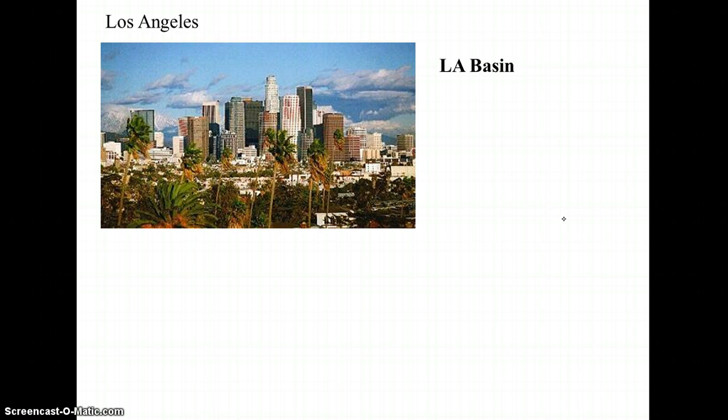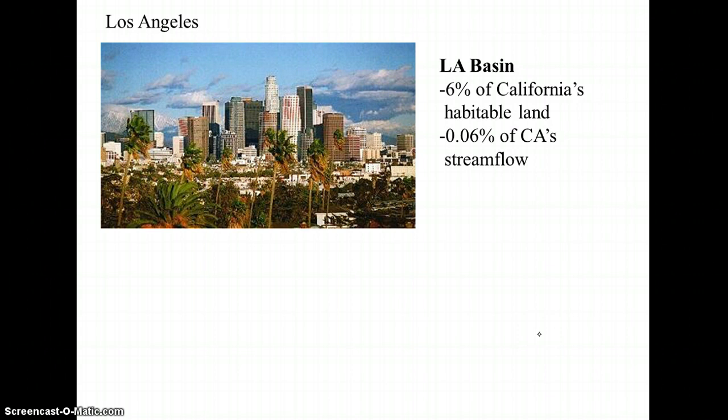All right, let's look further west in Los Angeles. So LA is in this basin or area surrounded by mountains on basically three sides and the ocean on the other side. And so it comprises about 6% of California's habitable land. 6/100ths of a percent of California's stream flow flows through Los Angeles.